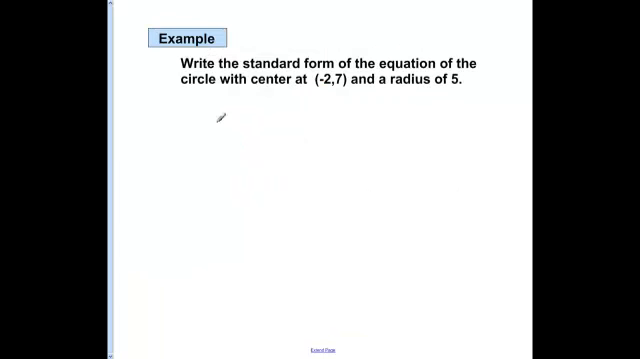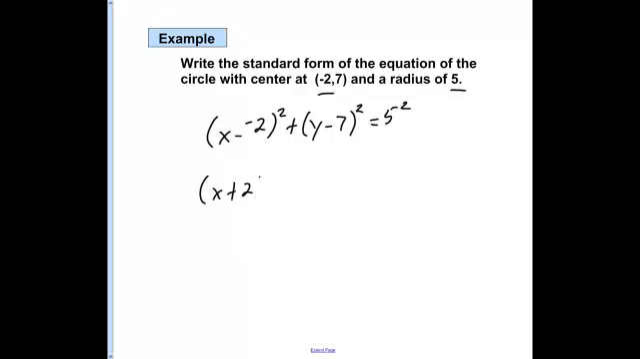Write the standard form here. So we have a point and the radius. So we have x minus negative 2 quantity squared plus y minus 7 quantity squared is equal to 5 squared. So this would be x plus 2 squared plus y minus 7 squared is equal to 25. So that would be the equation in standard form for that particular circle there.